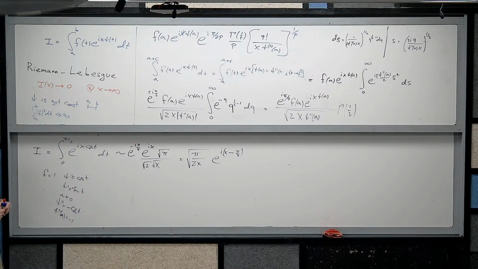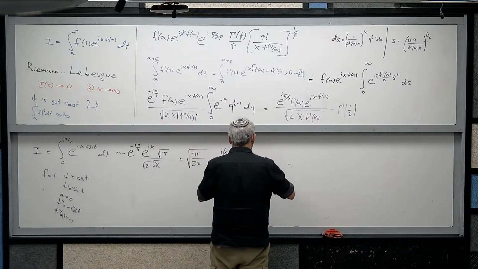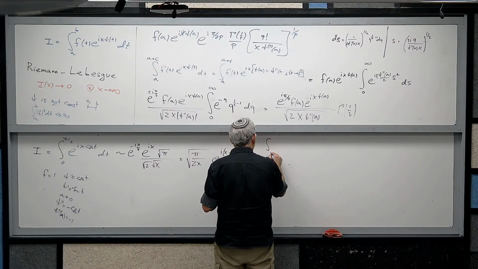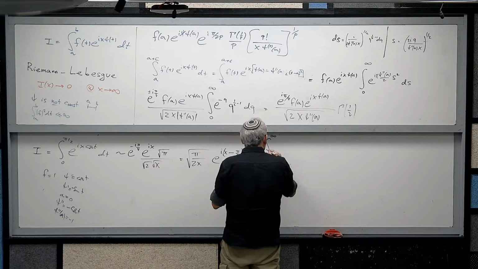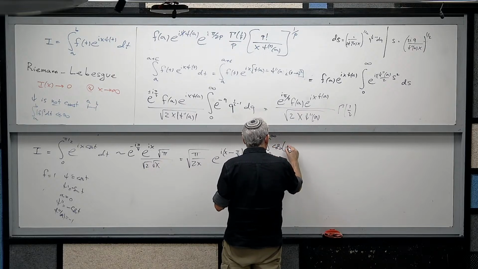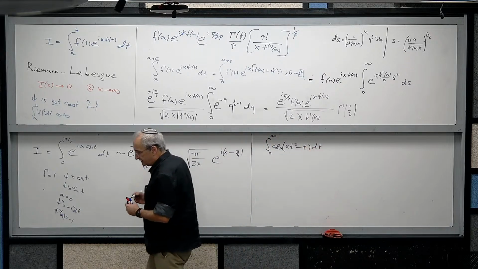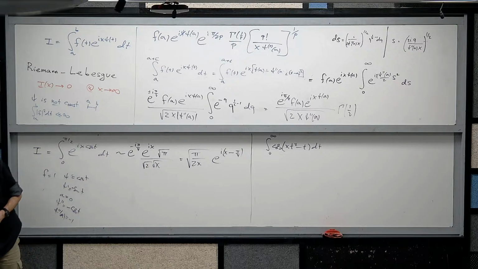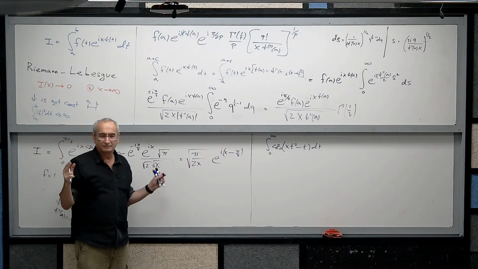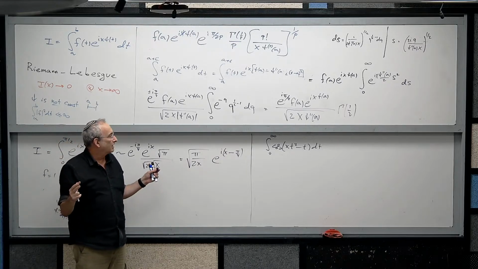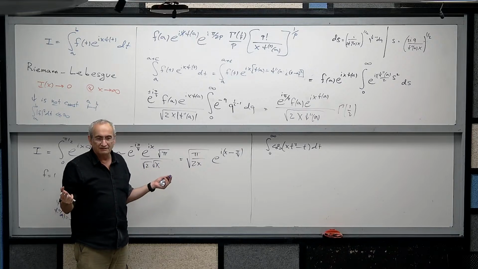Okay, another example. Now I want the integral from 0 to infinity of cosine of xt squared minus t dt. Sounds bad, right? Okay, what should I do? First of all, I want it to be an exponent. How do I do that?